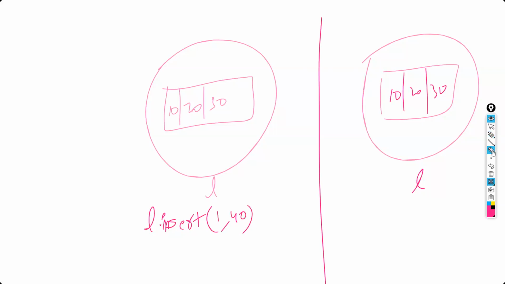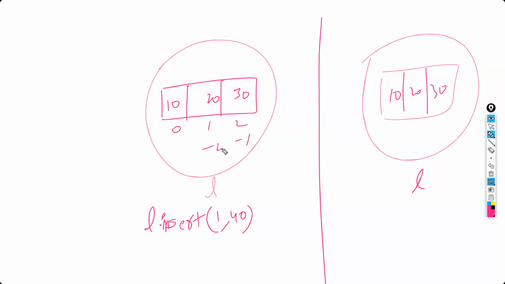Now what happens is, let me explain one more time. You have the indexes 0, 1, 2, and -1, -2, -3. Now when you write list dot insert 1 comma 40, in index 1 it will create a new box called 40. And 40 will be given as the new index 1, automatically 20 will be given as index 2, and this is given as index 3. Is the point clear?